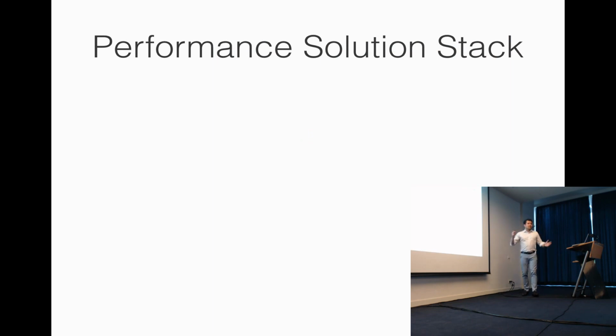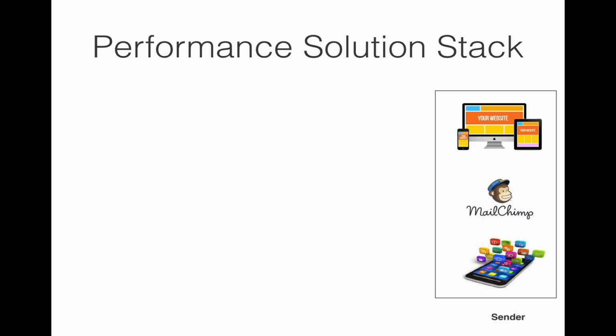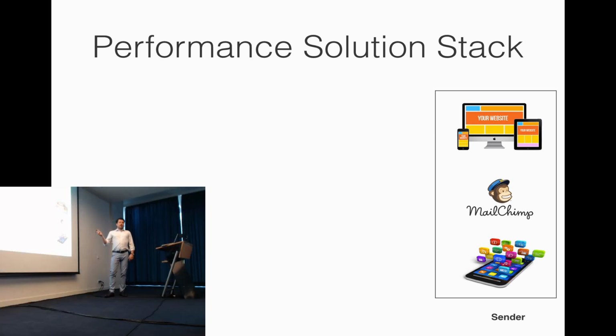So now I come to the performance solution stack. This sounds a bit, okay. At the end we have the sender system. We want to provide a good website. We want to send our users to MailChimp or other email systems. We have email templates in MailChimp, so we get good feedback on how we are performing with our email campaigns, and we want to provide content to our apps and other software systems.